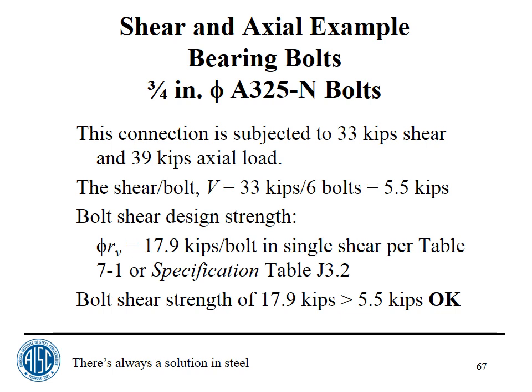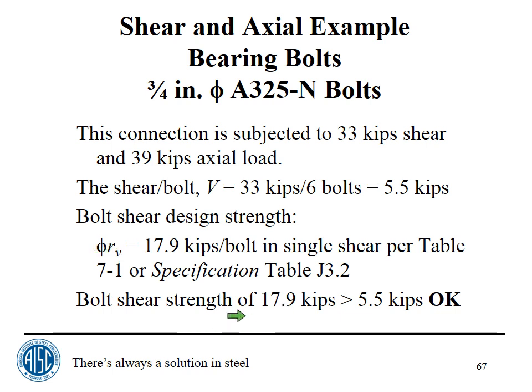The bolt shear, V, that's the shear per bolt. I work all these problems per bolt, and then if I have 3 bolts or 4 bolts or whatever, I just multiply by the number of bolts. But capital V here is the shear per bolt. So I got 33 kips divided by 6 bolts, 3 on each side, 5.5 kips. The bolt shear design strength is from specification table J3.2, or more simply table 7-1, is 17.9. This notation here, the little r sub v, is the shear design strength per bolt.